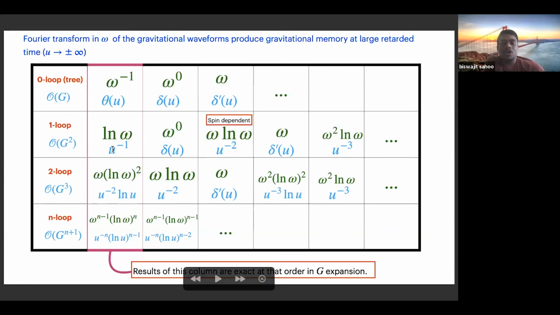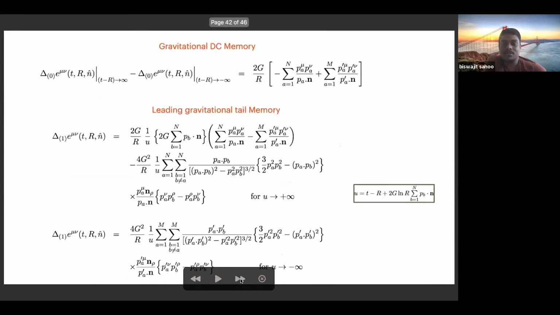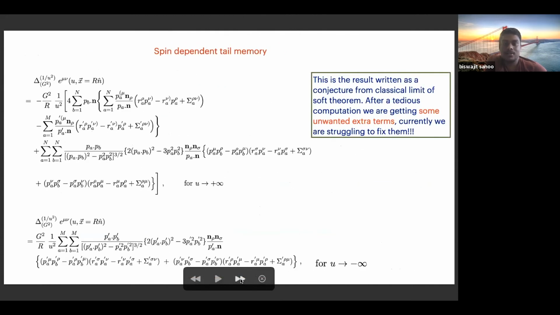So there will be a lot of tail memory, and all of this will be important if you are not at strictly u going to infinity, but at some finite u, and you have to choose this u such that all the strong interactions have already happened, and only long range interaction is there. After that time you consider this u, and you can extract all these coefficients systematically. These are the explicit expressions of these terms, which I am skipping in the discussion. If someone asks, then I can tell.